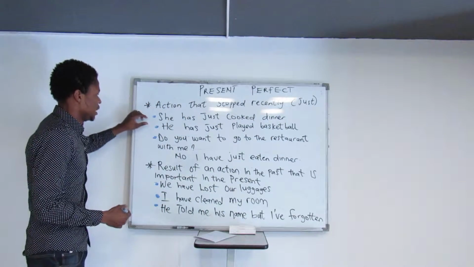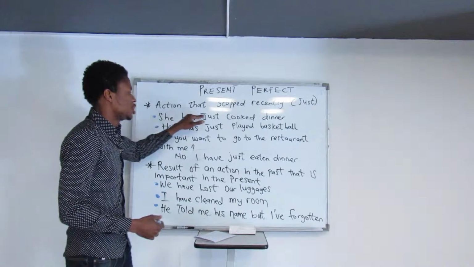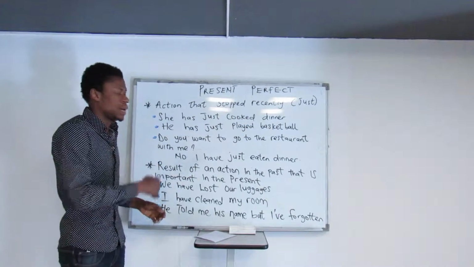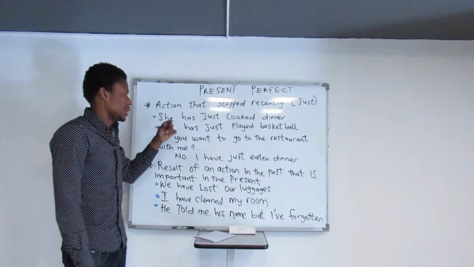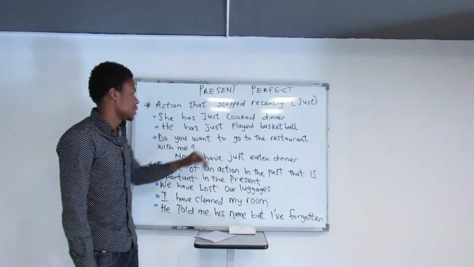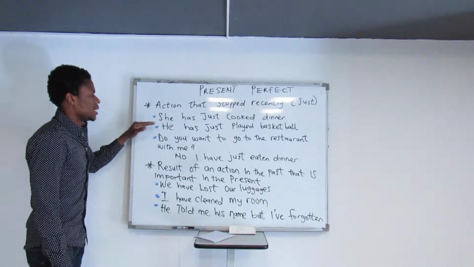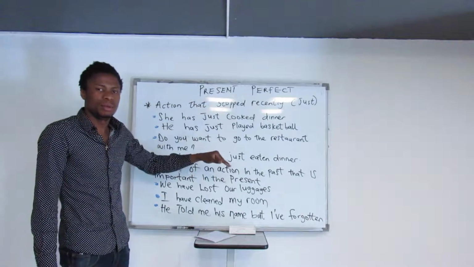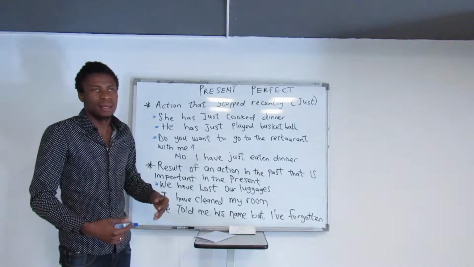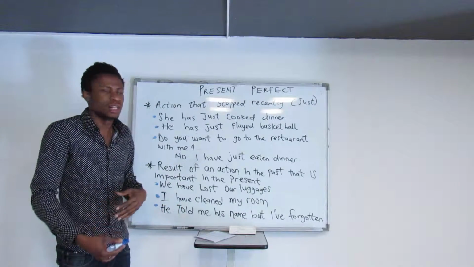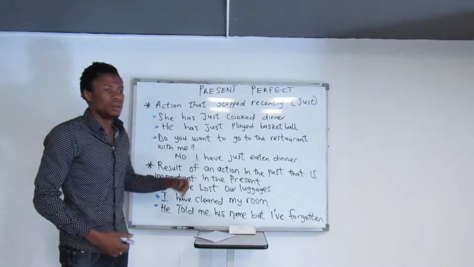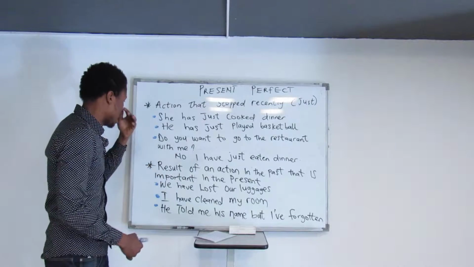Now let's take some examples. She has just cooked dinner. It means she just finished doing that. So we say it recently happened, so we use present perfect. She has just cooked dinner. Or we can say, he has just played basketball. It means not long ago he played basketball. Maybe that is why he's sweating, or that is why he's tired. But we use present perfect to talk about recently completed actions.